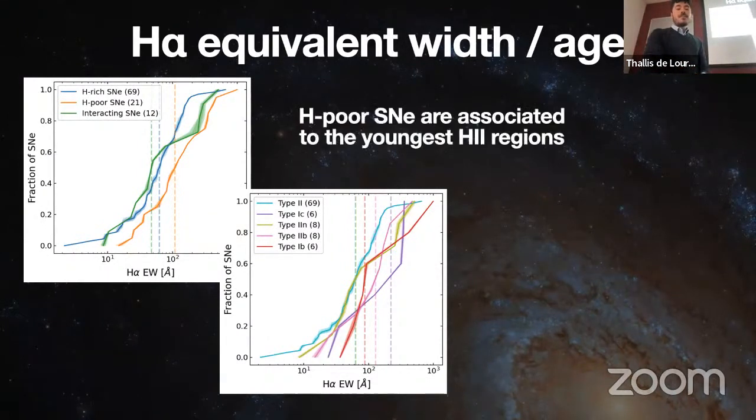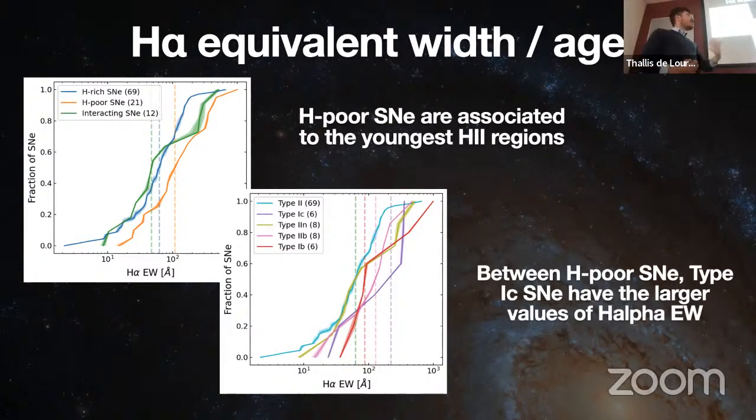One thing that we found with these results is that the H-poor supernovae are associated with the youngest H II regions, so they have the largest values of H-alpha equivalent width. And when we separate the different H-poor supernovae, we see that type Ic supernovae have the larger values of H-alpha equivalent width. This is to say that they are associated more with younger regions than type Ib and type IIb supernovae.